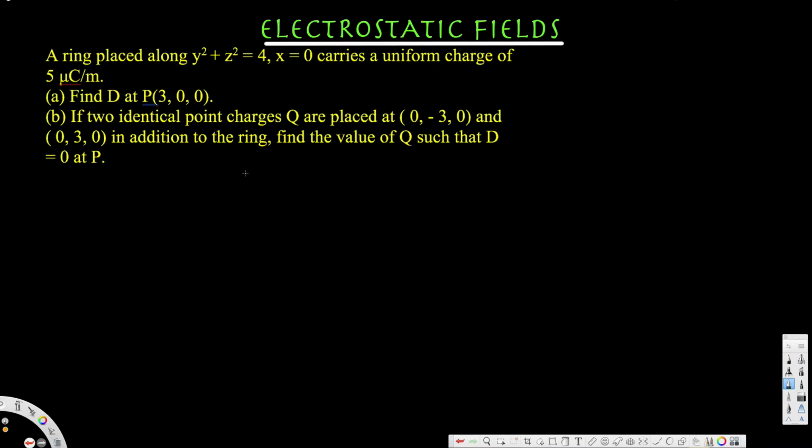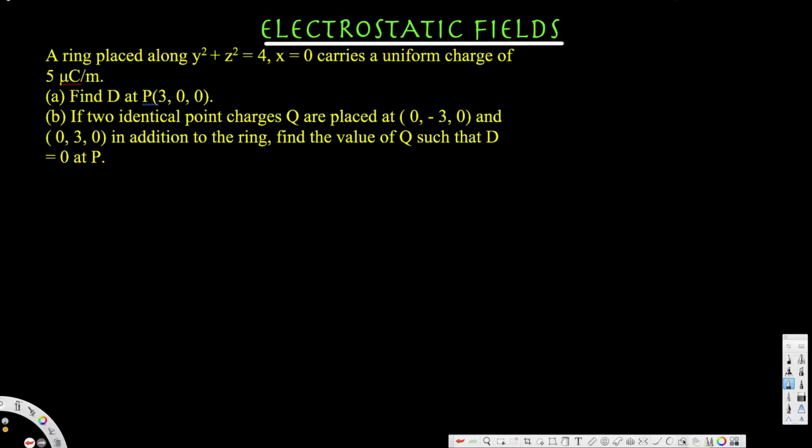Let's look at this problem right here. This question is asking: a ring placed along y square plus z square is equal to 4, x is equal to 0, carries a uniform charge of 5 microcoulomb per meter. Find D at P(3,0,0). So first they are asking for D, meaning they are asking for the flux density.